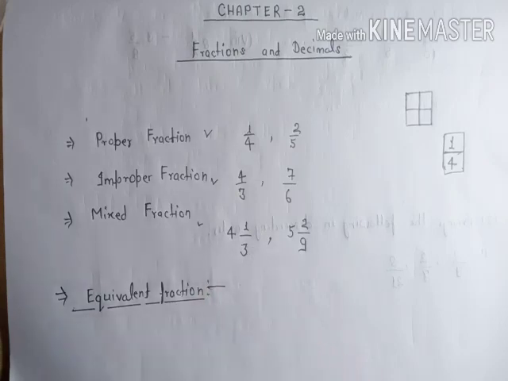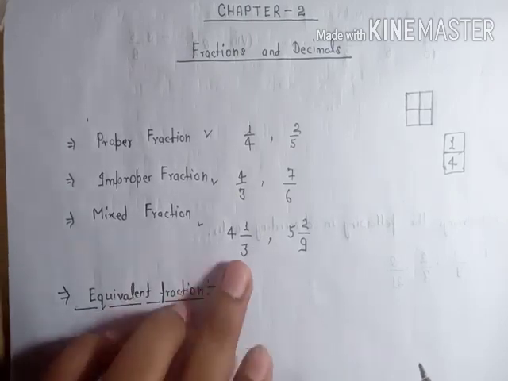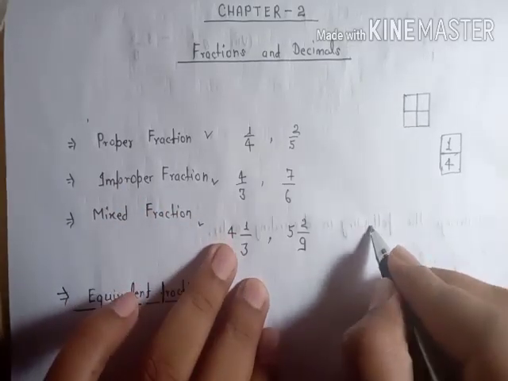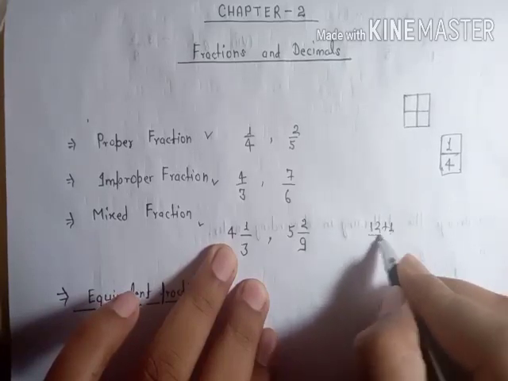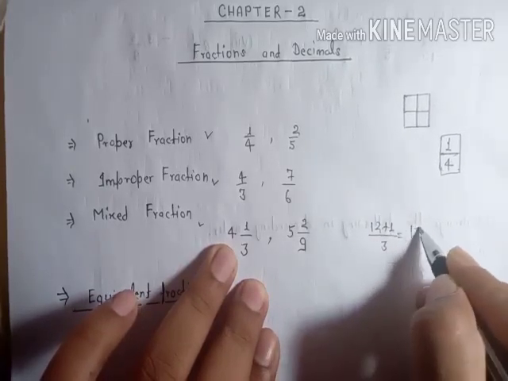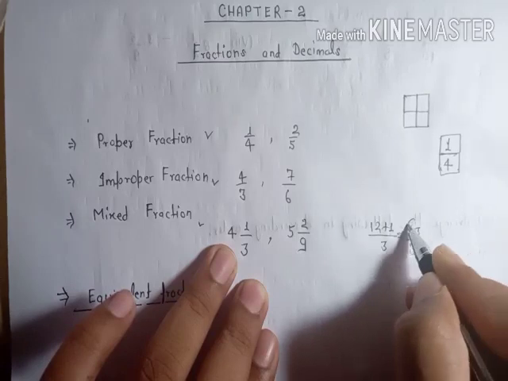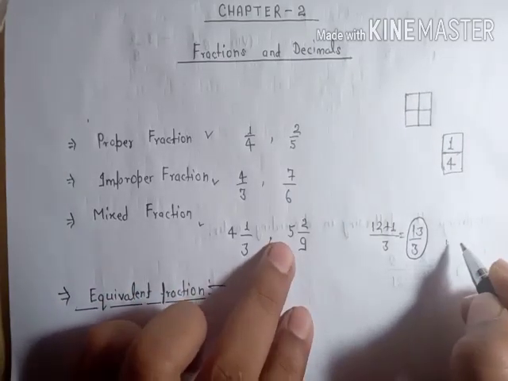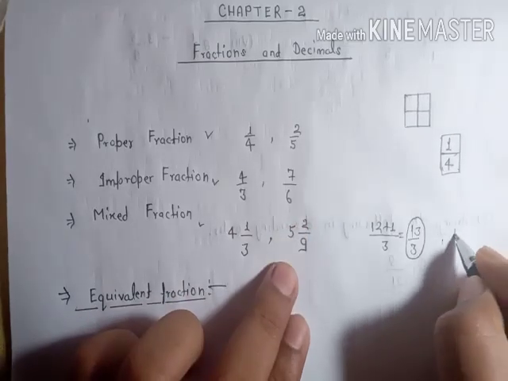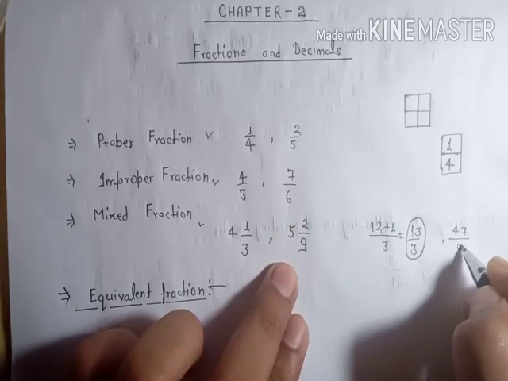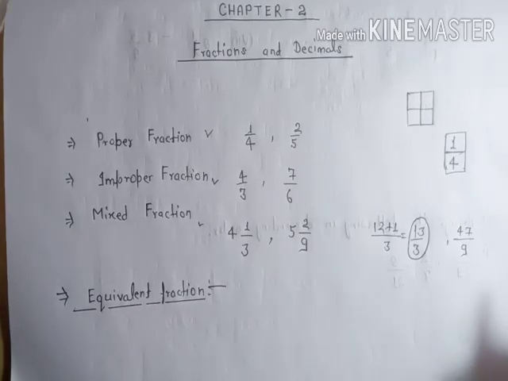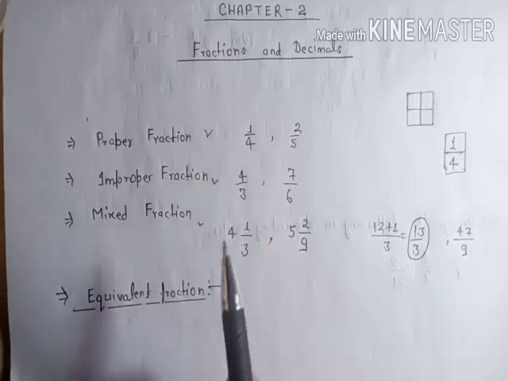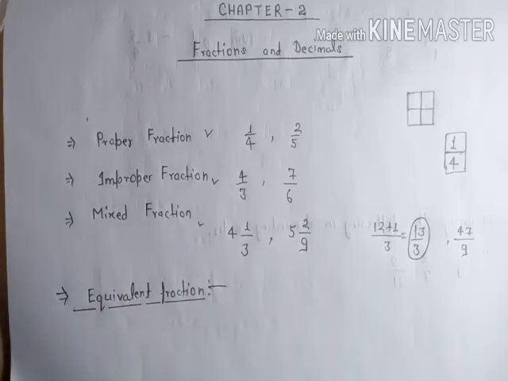And actually what is this? If we simplify this mixed fraction into an improper fraction, we get 4 3s are 12, and 12 plus 1 is 13 upon 3. This improper fraction can be written in the form of a mixed fraction. Here it is 9 5s are 45, and 45 plus 2 is 47, 47 upon 9. So there are basically 3 types of fractions. First is proper, second is improper, and third is mixed fraction.